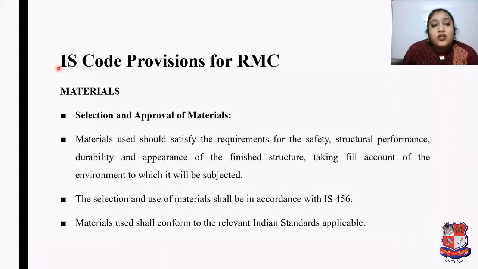If we talk about the IS code provisions for RMC, means materials under IS code provisions, then the selection and approval of materials based on IS code provisions for RMC are mentioned in this text. Materials used should satisfy the requirements for the safety, structural performance, durability and appearance of the finished structure, taking full account of the environment to which it will be subjected.